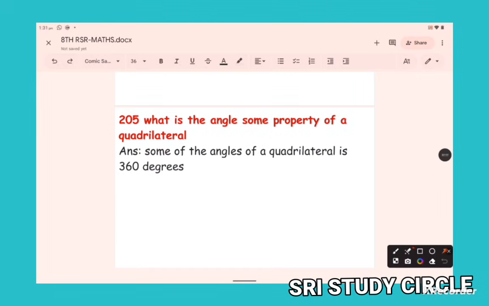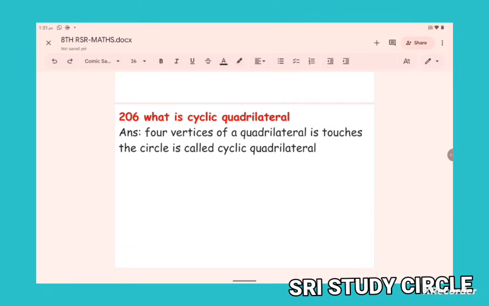What is the angle sum property of a quadrilateral? The sum of all four interior angles of a quadrilateral is equal to 360 degrees. Right, now next question.